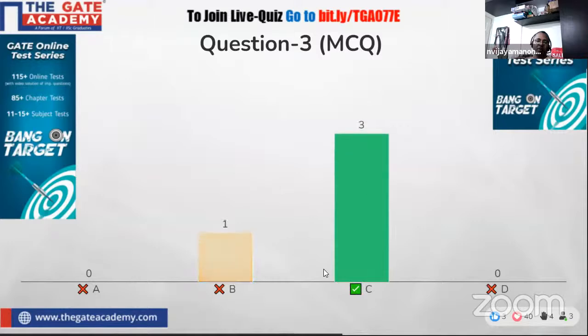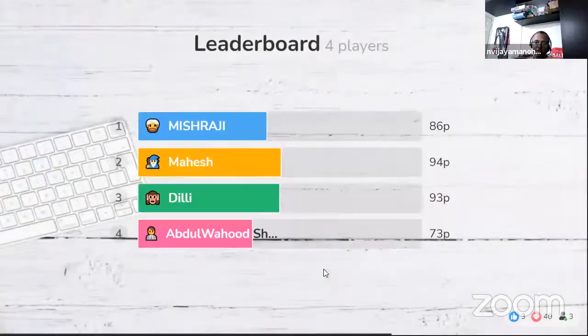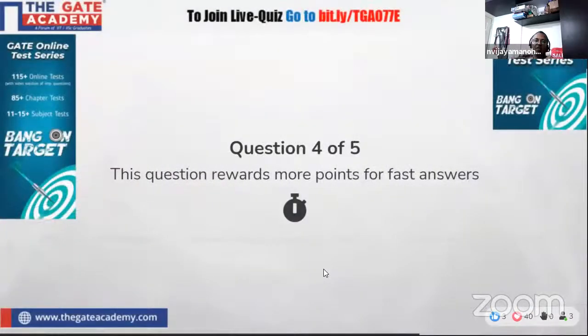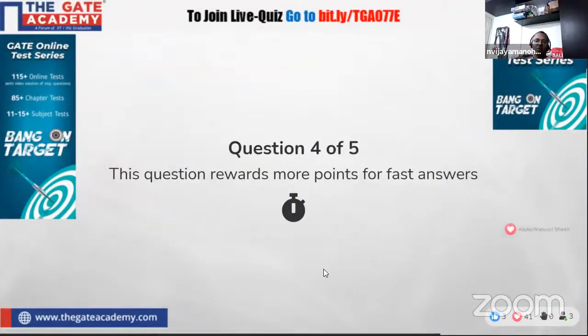Wow, everyone has given the answer. Good. Three people have given the correct answer. That's amazing. I think the competition is really picking up here. It's a close fight between Mahesh and Mishra. That's good. Let's go to the fourth question.